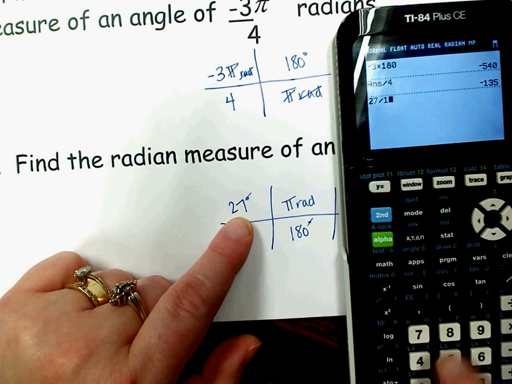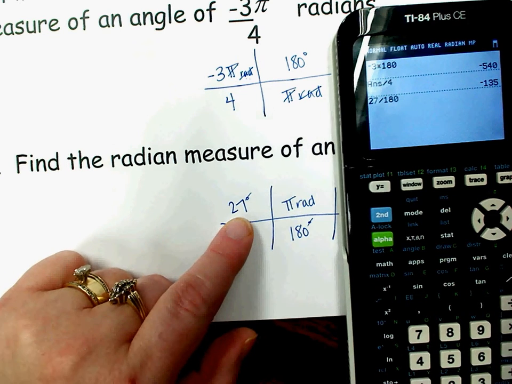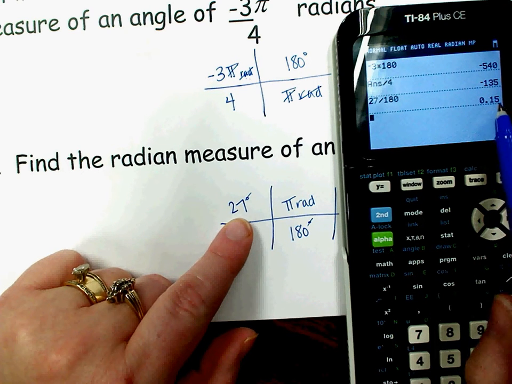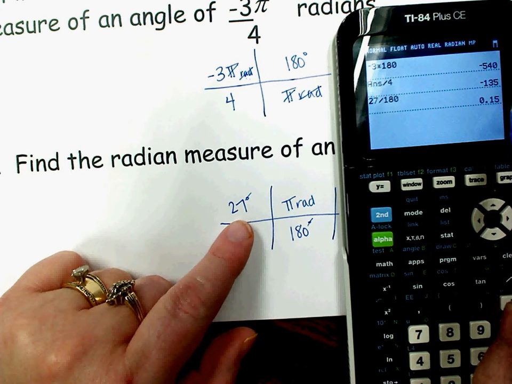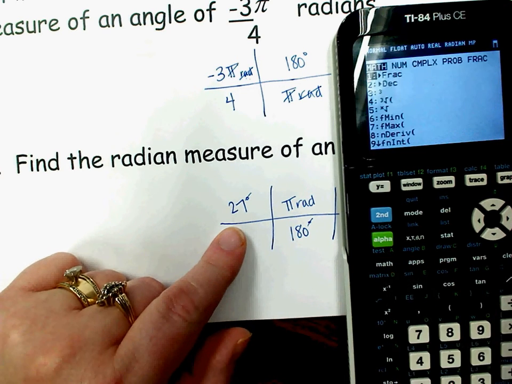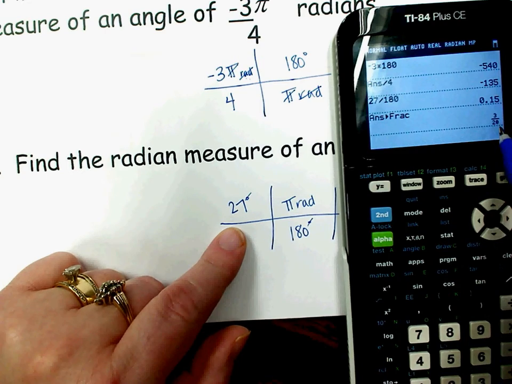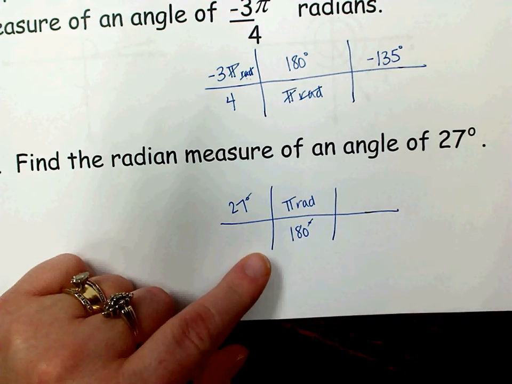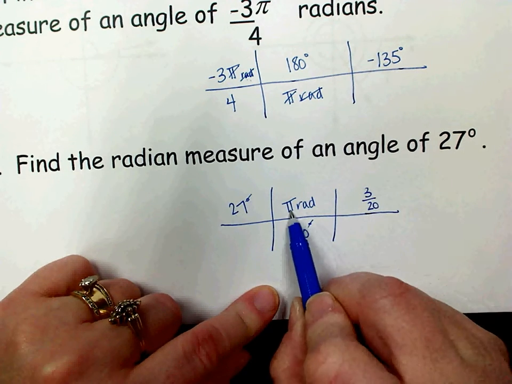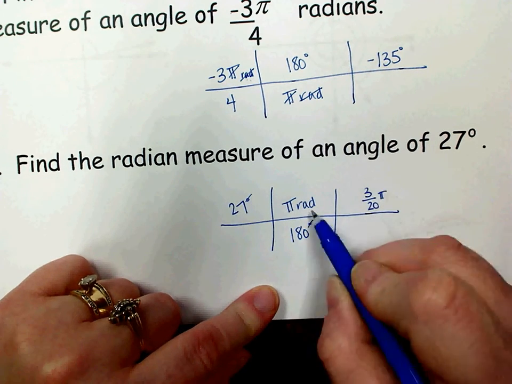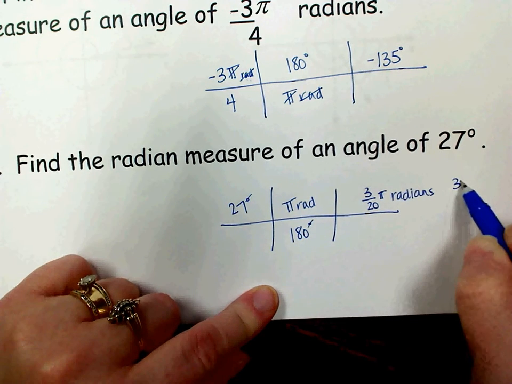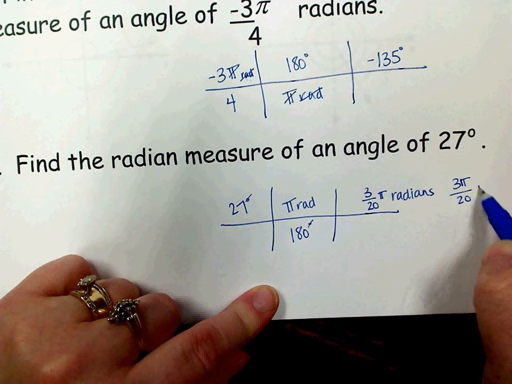When I do that and I get a decimal, since it terminates, it would be fine to give it as that, but we really want you to convert those to fractions every time you get a decimal. So hit math, enter, enter, and you would get 3/20. So you can write the answer one of two ways. You can put 3/20, but don't forget the pi is part of that answer, and then your units are radians. Or you can write that as 3 pi over 20 radians. Both of those are acceptable ways.